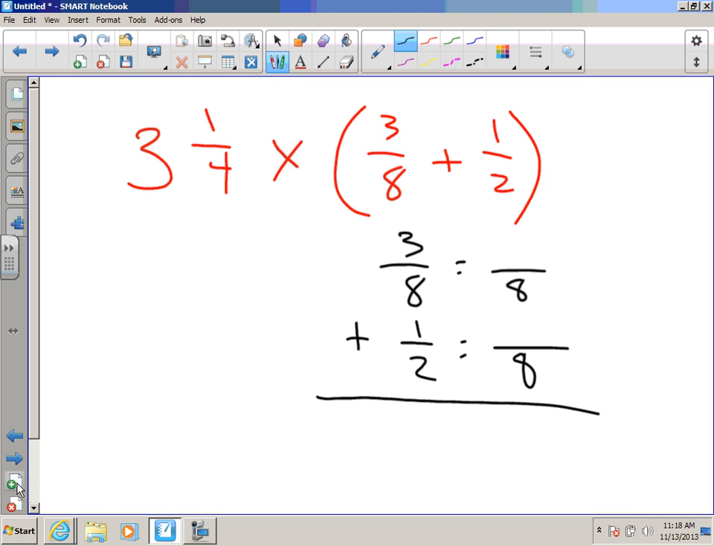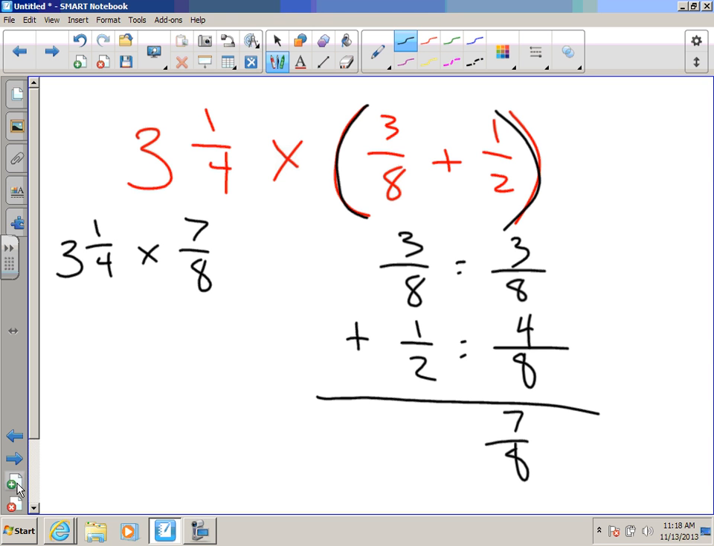Okay, order of operations told us we had to do the parentheses first, so that's what we're doing. 3/8 will stay as is. 1/2 goes to how many eighths? 4. So now, that's 7/8. Now, is 7/8 our final answer? No, no, no, no. Now what needs to be done with the 7/8? I need to multiply it by 3 1/4.